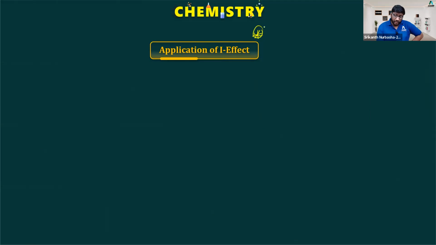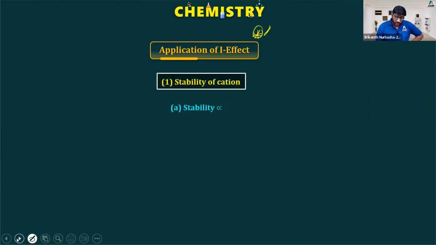So, applications of inductive effect. Stability of cation. Charge increase means stability will be decreasing. If I am neutral, I am not going to be moving towards positively charged or negatively charged species. If I have positive charge, then I will be attracted towards negative charge. If I have negative charge, I will be attracted towards positive charge. If I am neutral, I am not going to be attracted by any other charged species.